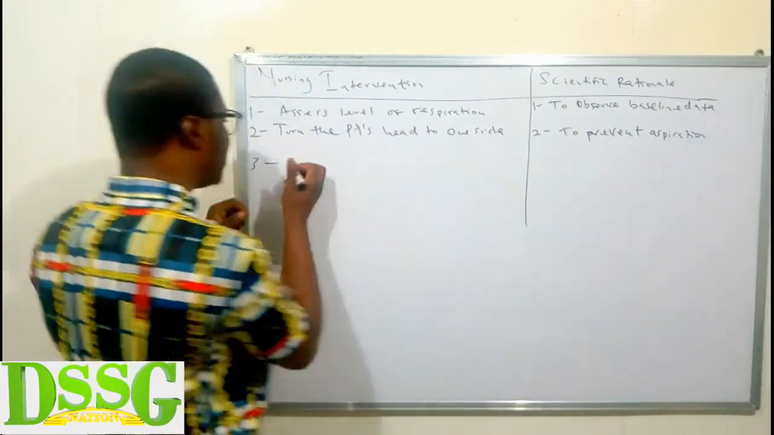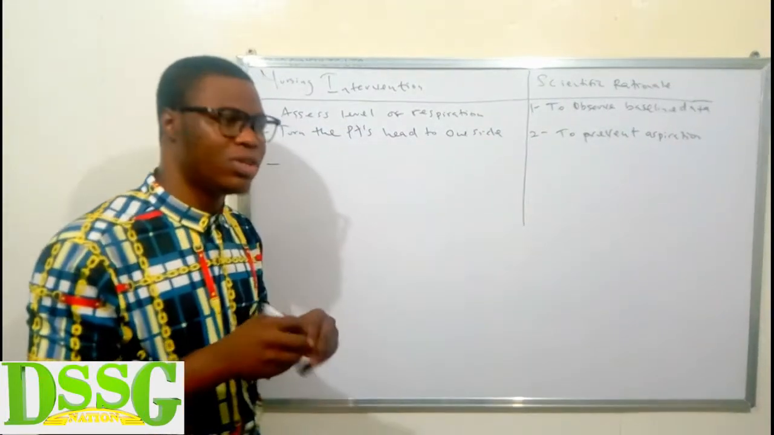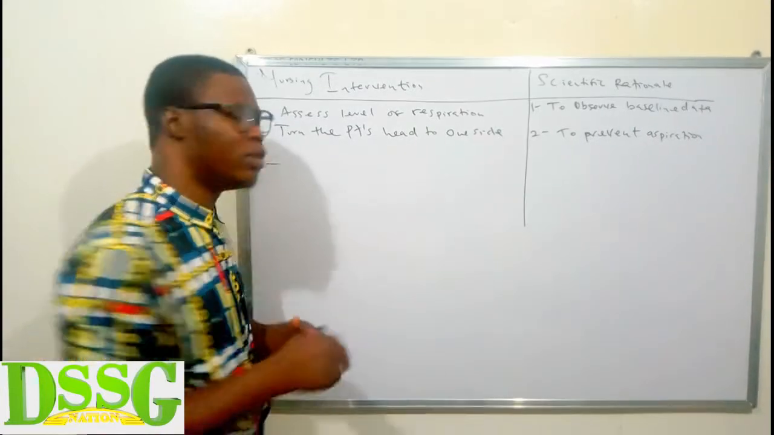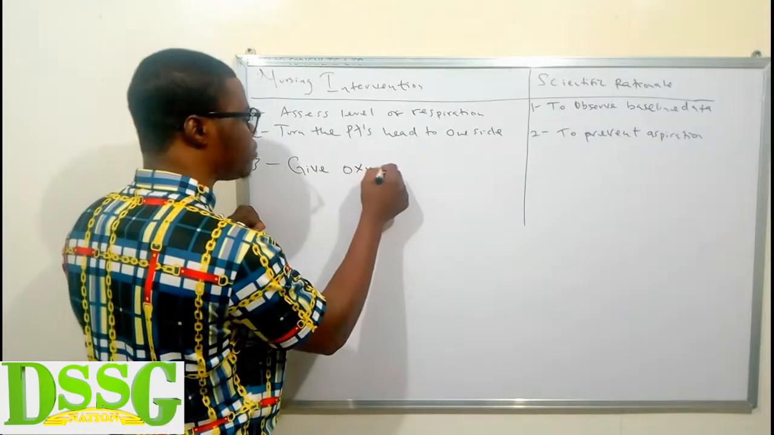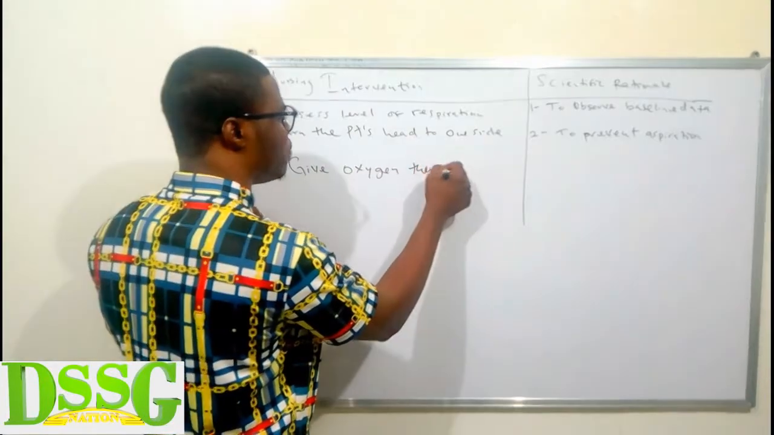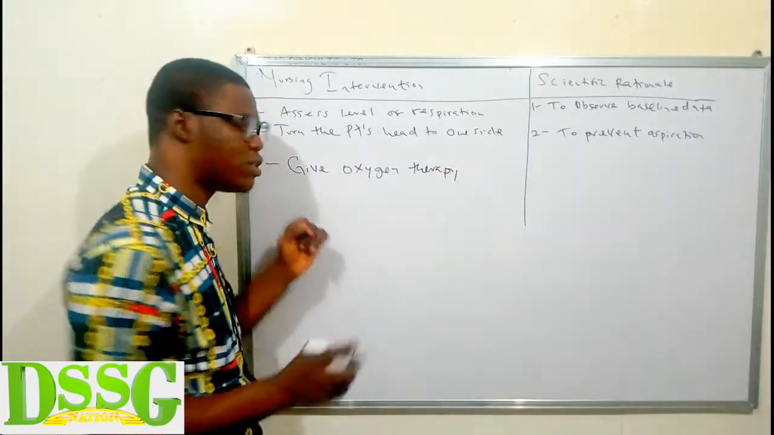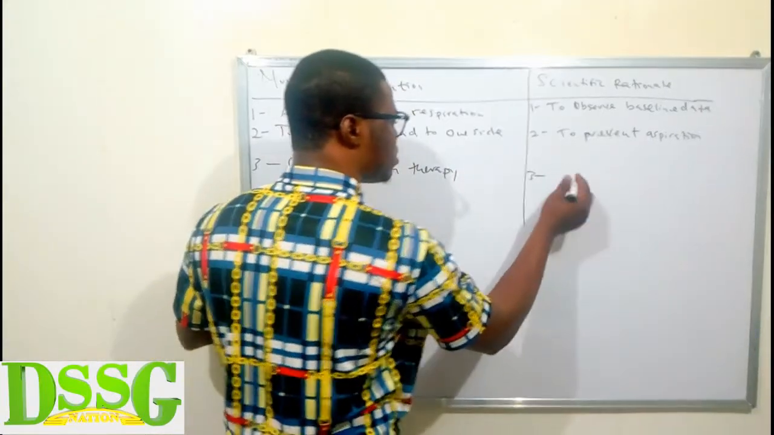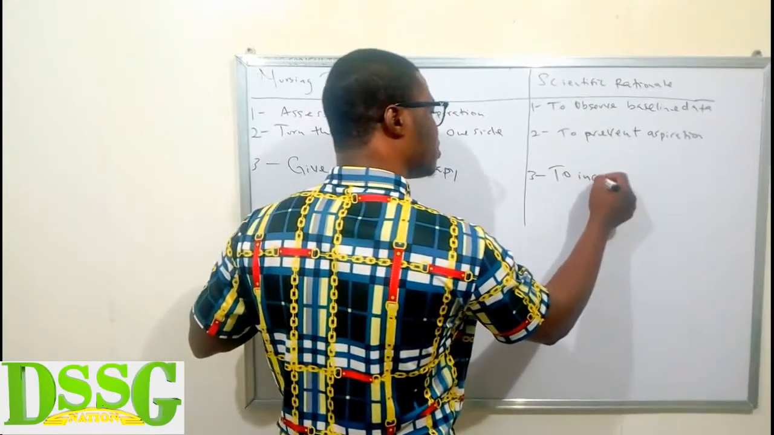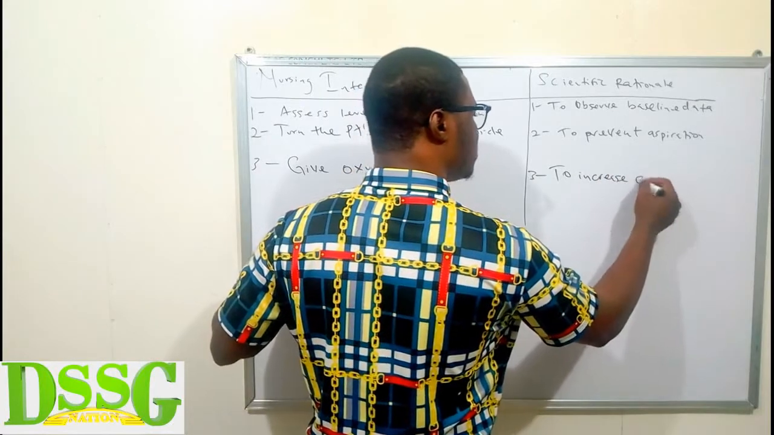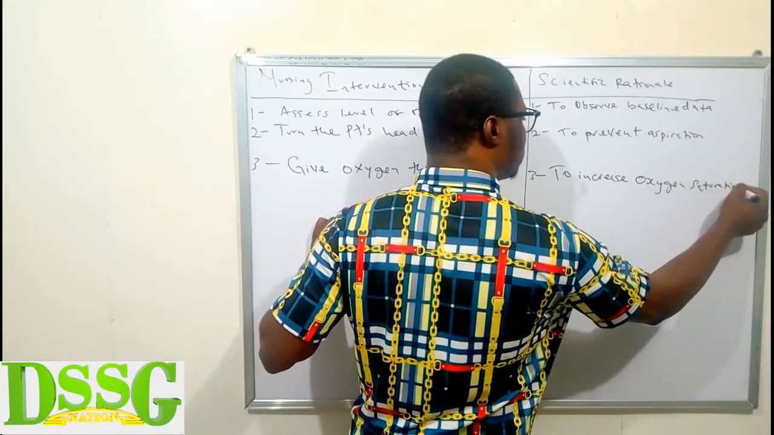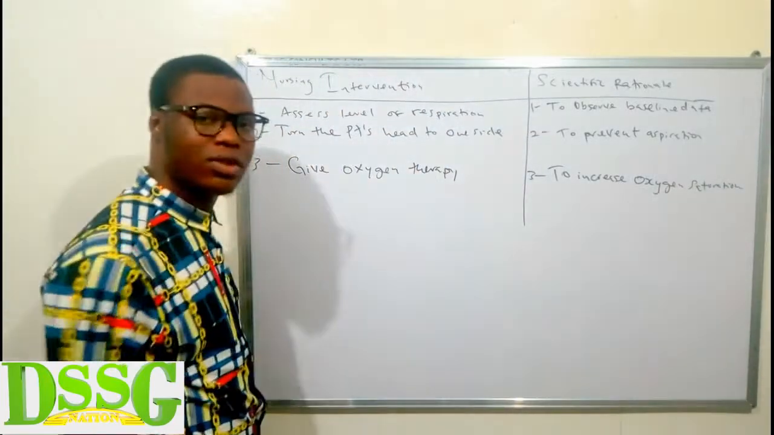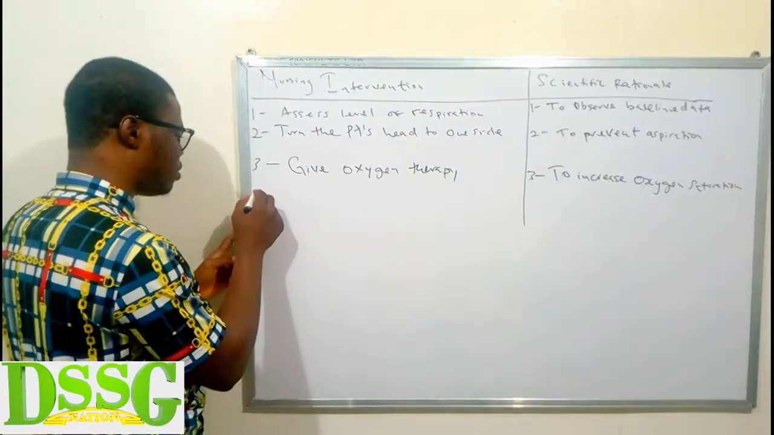So the third one here, what can you also do to improve someone's respiration? You can give oxygen therapy. So oxygen treatment. And what is the reason for that? To increase oxygen saturation. Oxygen saturation in the blood.